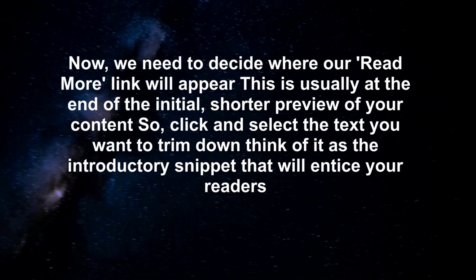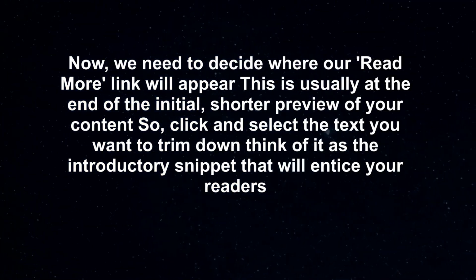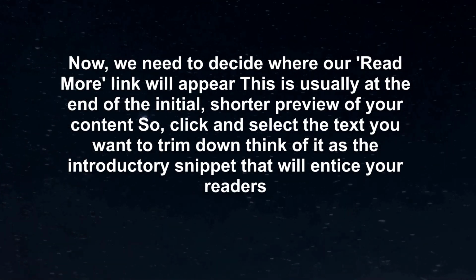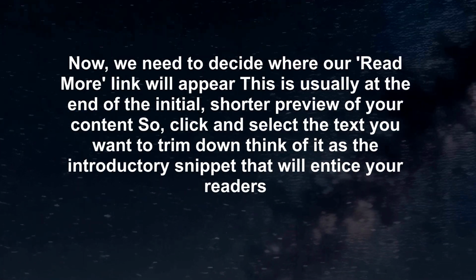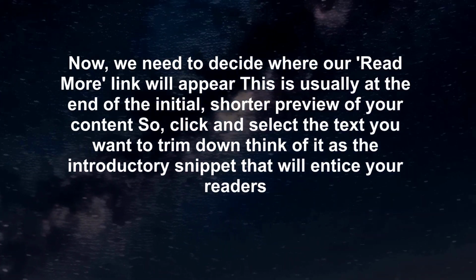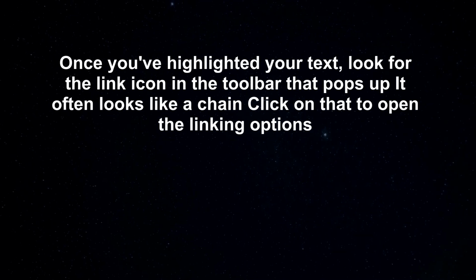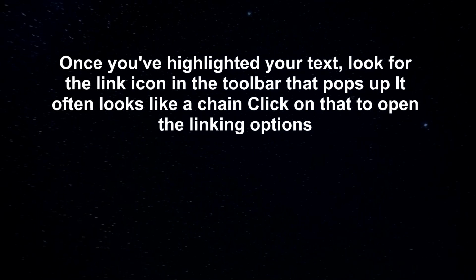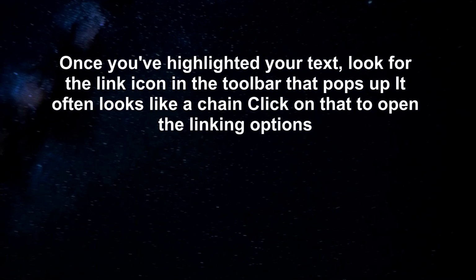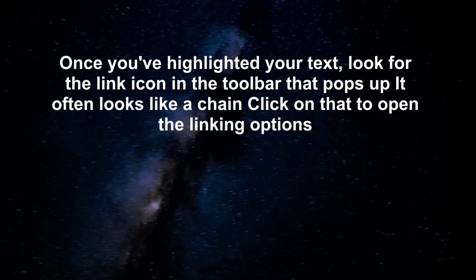This is usually at the end of the initial, shorter preview of your content, so click and select the text you want to trim down. Think of it as the introductory snippet that will entice your readers. Once you've highlighted your text, look for the link icon in the toolbar that pops up. It often looks like a chain. Click on that to open the linking options.